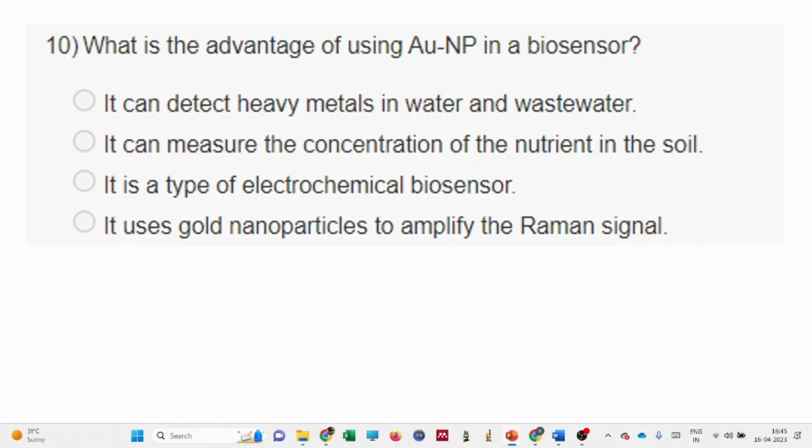Then obviously the optical properties. Gold nanoparticles exhibit unique optical properties such as surface plasmon resonance, which can be exploited for label-free detection of biomolecules in biosensors, and also the ease of functionalization. Gold nanoparticles can be easily functionalized with a wide range of biomolecules such as proteins, enzymes, DNA and antibodies, enabling the development of highly specific biosensors for a wide range of applications. So overall, the use of gold nanoparticles in biosensors offers several advantages, including high sensitivity, biocompatibility, stability, unique optical properties and ease of functionalization, making them a promising platform for the development of biosensors for various biological applications.